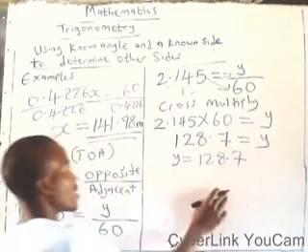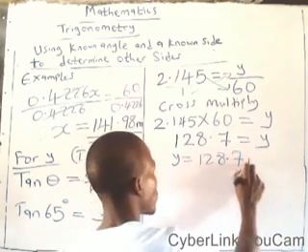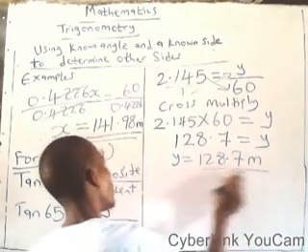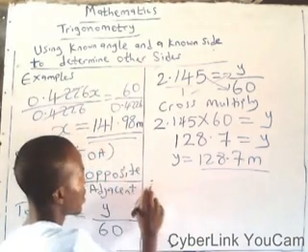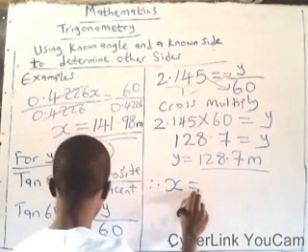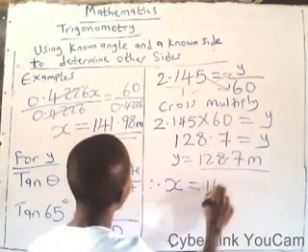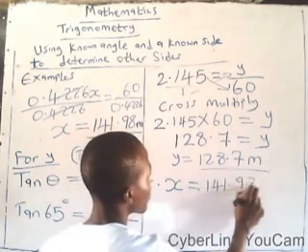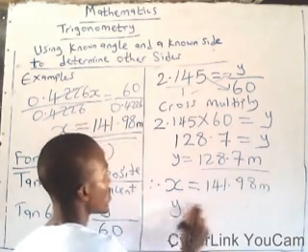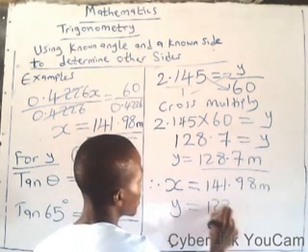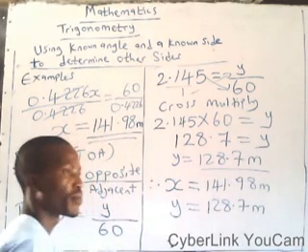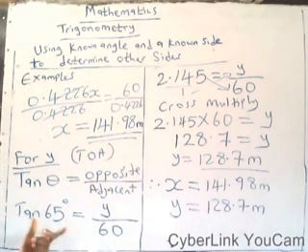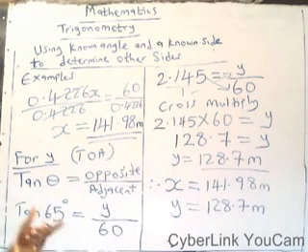128.7, and then the unit that we are going to give to it is meter, because the values in the triangle given are in meter. Therefore, x is equal to 141.98 meters, and y is equal to 128.7 meters. Please, one important thing is that the SOHCAHTOA is very important. Make sure you know it.